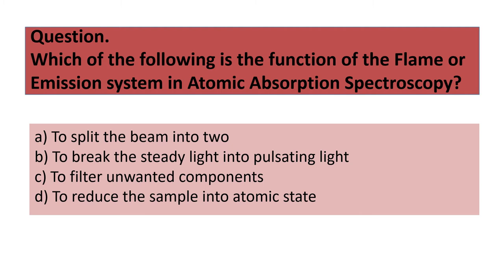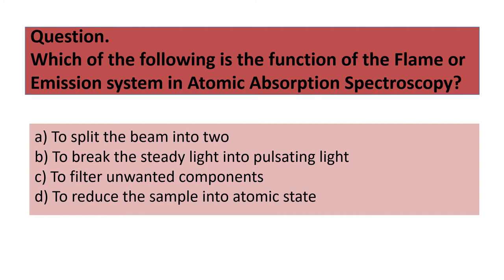Then to filter the unwanted components. So this is done by the filtering system, or you can say the monochromators. And the next one is to reduce the sample into atomic state. Yes, so this is the correct option we should be choosing.